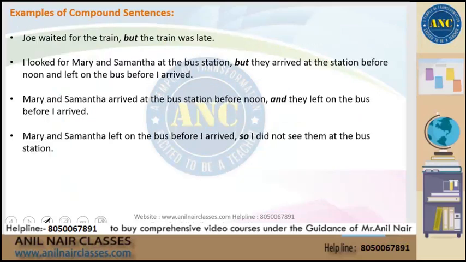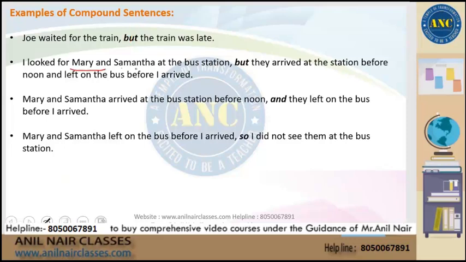Let's look at a few examples of compound sentences. Joey waited for the train, but the train was late. So what are the two sentences if you forget the coordinating conjunction? You're saying Joey waited for the train. The train was late. But here what happened? He was waiting because the train was late. So you're saying Joey waited for the train, but the train was late.